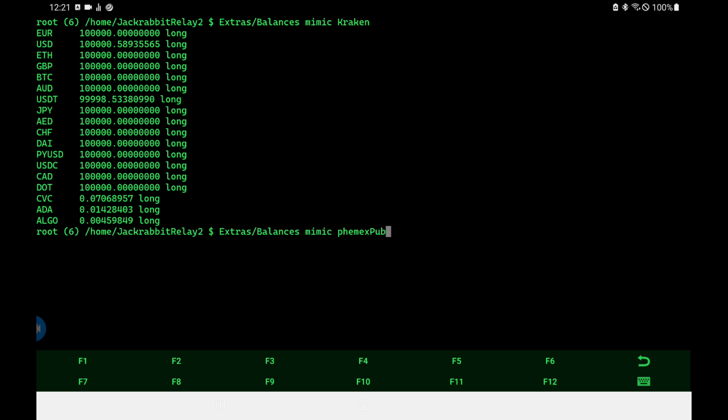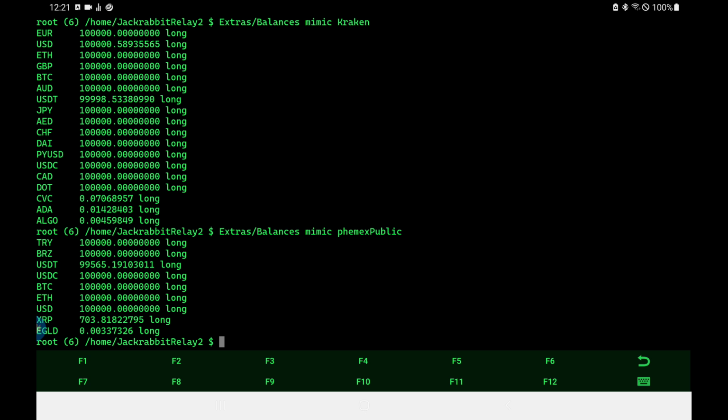For example, we are going to use the Fimix reference public account that I have set up in Mimic, where I have been using to test other assets. Now you'll notice the difference right away in the amount of time it takes for this command to give me information versus the first command.